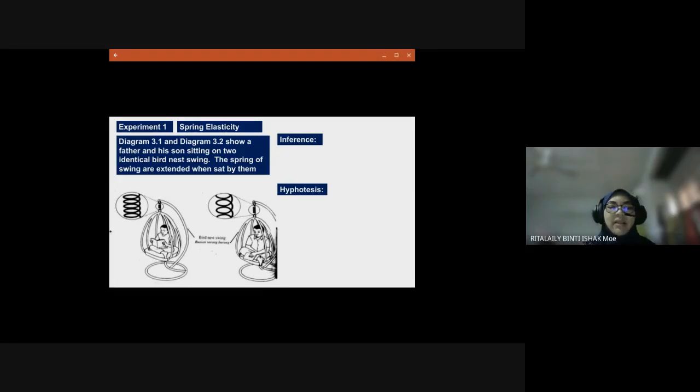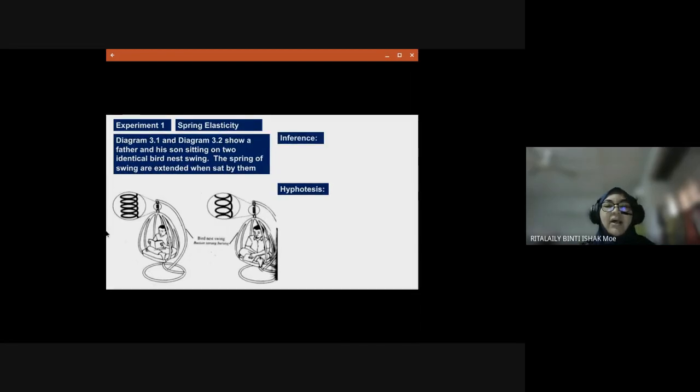Okay, let's look here. We have a diagram. This one is 3.1 and this one is 3.2. For 3.1, the son is sitting on a bird nest swing and this one is the father. The swings are identical. The springs of the swing are extended when sat on by them. This is the upper magnified diagram of the spring. This is the son. This is the father.